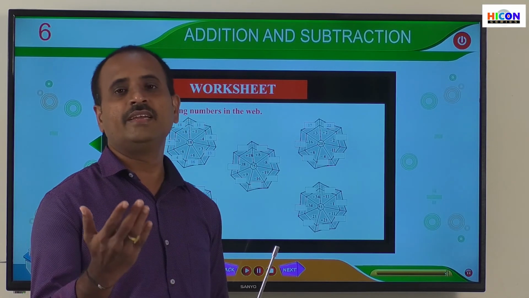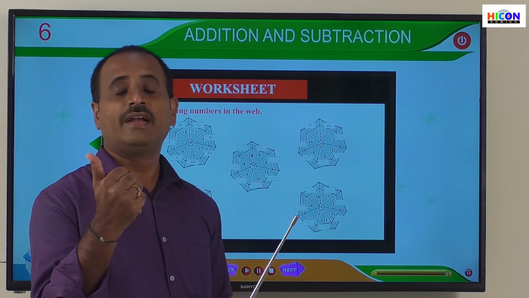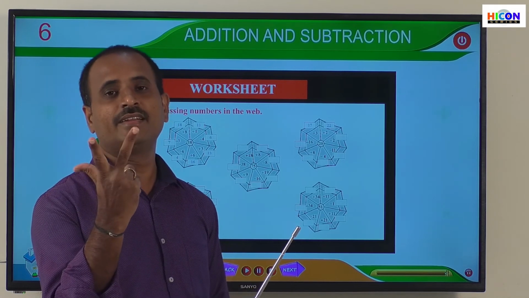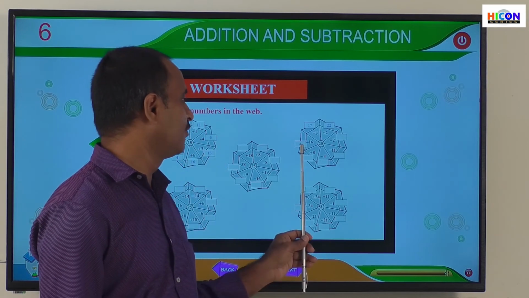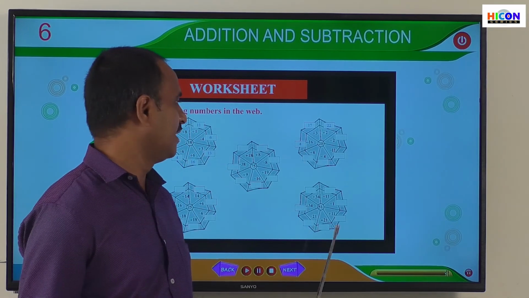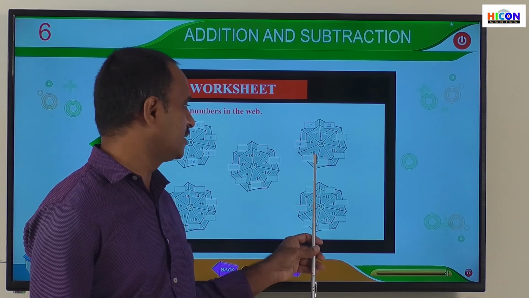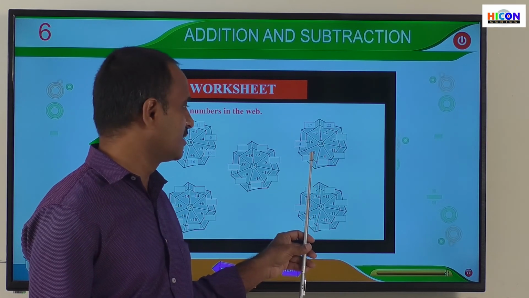So before 20, 19 and 18, 17, 16. So how many fingers are there? Total 4 fingers. So write 4 in this box. So again, go to the next number. What is the next number here? 8. And what is the symbol given?